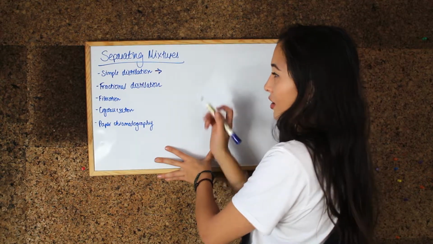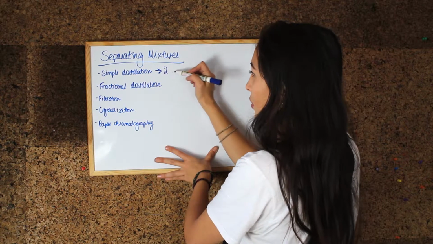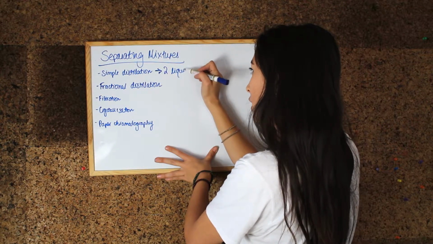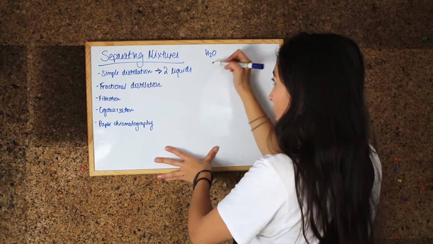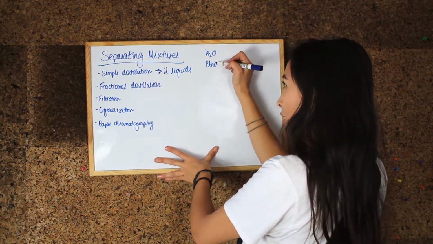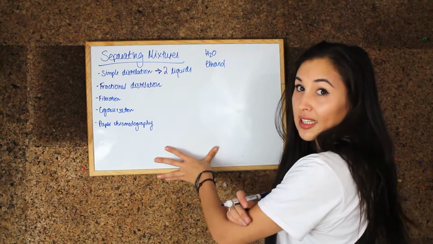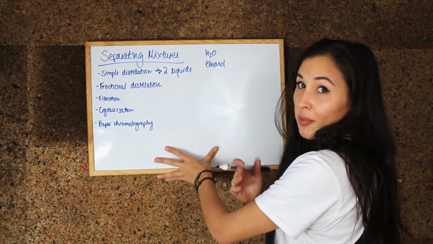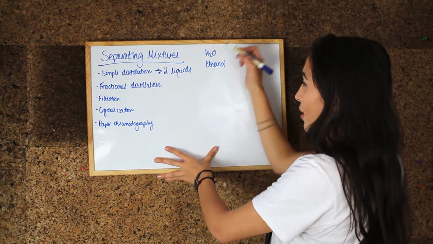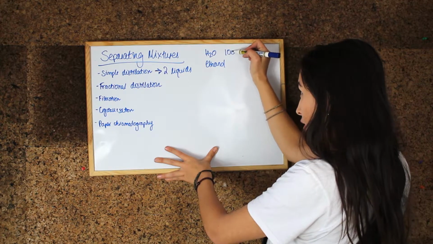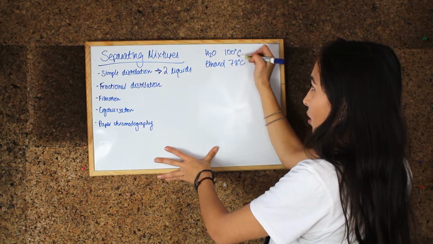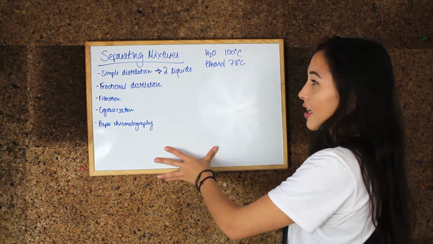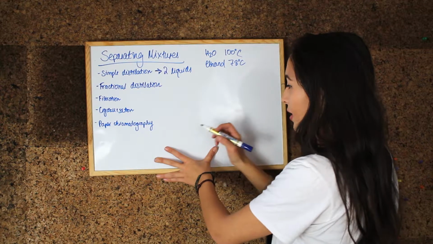So simple distillation is usually for two liquids. For example, if we have water and we have ethanol, they're both clear, you can't really see, so how would you actually separate them out? We know that water has a boiling point of 100 degrees and ethanol has a boiling point of 78 degrees Celsius. So this is something we can use to our advantage.